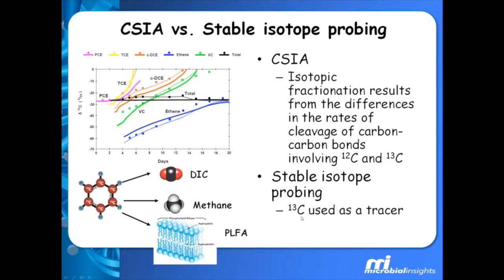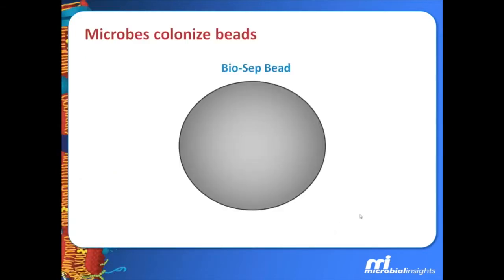We look for it in CO2, indicating mineralization. We can look for it in methane under anaerobic conditions, and we look for its incorporation into biomass. The most popular thing to look at, and the easiest, is phospholipid fatty acids. But if we offer up this carbon-13 to a microbial population and we see incorporation of that carbon-13 into CO2, methane, and into biomass, there's only one possible explanation, and that is that the organisms present in that environment can and did biodegrade that compound, mineralize it, and utilize it to make more microorganisms.